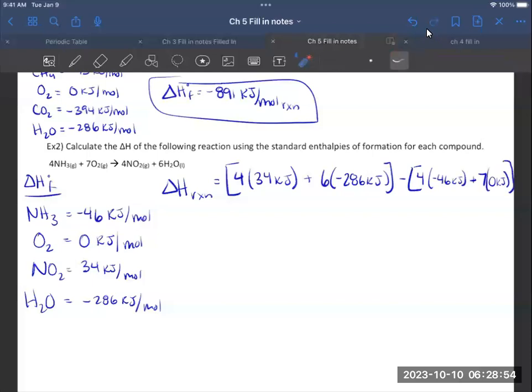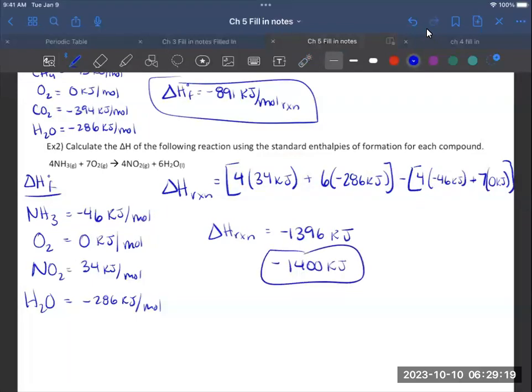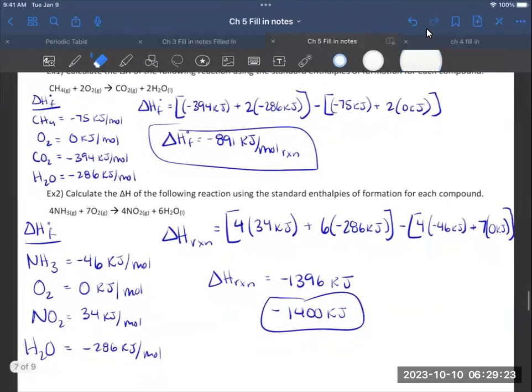Okay, so in your calculator, you're going to crunch out what this number is and what this number is, and then subtract them. And you'll get the delta H of reaction for this overall reaction is negative 1396 kilojoules, which I feel like I can only have 2 sig figs, so this is going to be negative 1400 overall. Okay, so there you have it. That's how you do it. And I realized I just labeled this wrong. This guy should be delta H of reaction, not formation.